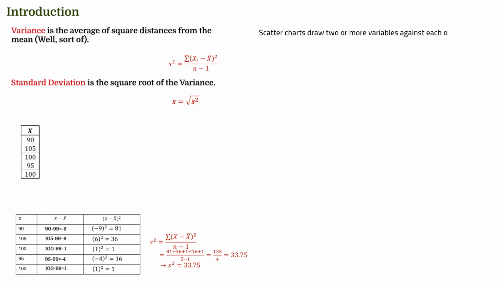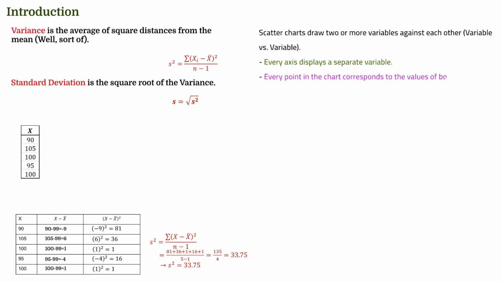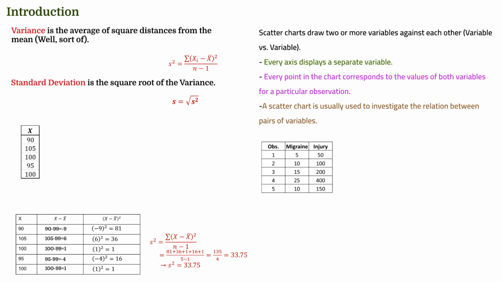Scatter charts draw 2 or more variables against each other, variable versus variable. Every axis displays a separate variable. Every point in the chart corresponds to the values of both variables for a particular observation. A scatter chart is usually used to investigate the relation between pairs of variables.